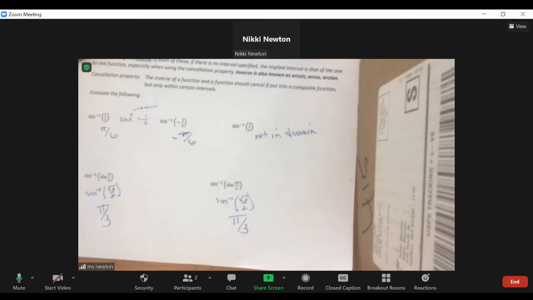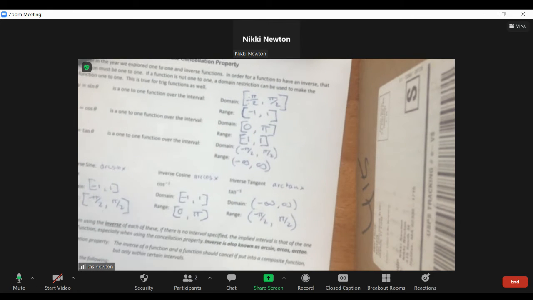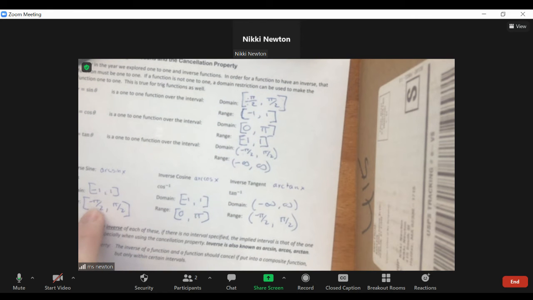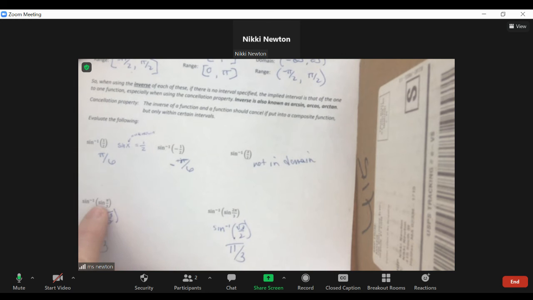All right, continuing with the notes, we were in the middle of this problem, and is pi over 3 in the range of inverse sine? And the range of inverse sine is negative pi over 2 to positive pi over 2. So in fact, it is in the range. Therefore, sine inverse and sine undo each other, and we just get pi over 3.